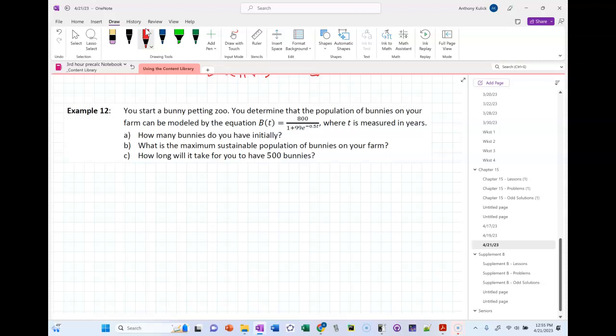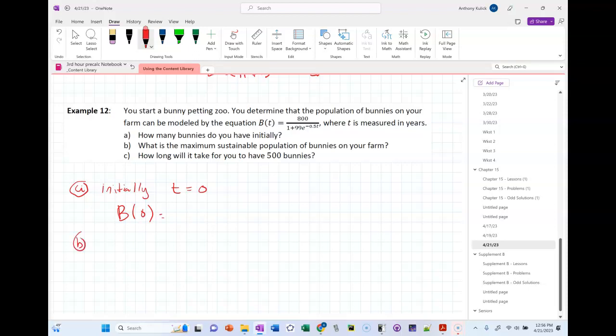You start a bunny petting zoo. You determine the population of bunnies on your farm can be modeled by the equation B of t equals yada, yada, yada, where t is measured in years. How many bunnies do you have initially? Initially means time is equal to? What do you think? 0. 0, yeah. So we just want to do B of 0. We'll do that in our calculator in a minute.